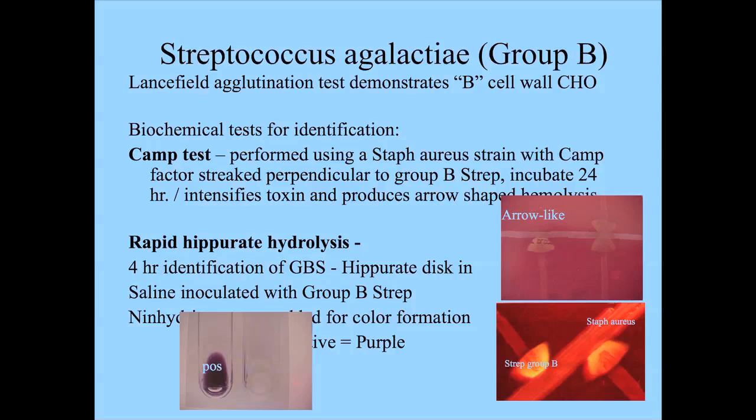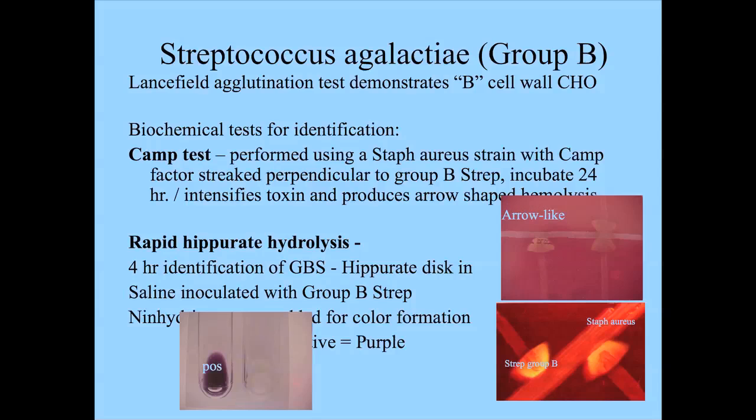You streak the Staph aureus with CAMP factor across the plate and have perpendicular streaks of your group B strep. You incubate it for 24 hours, and then you will see how as the group B strep impinges upon the Staph aureus streak, you get intensification of the hemolysis and the arrow being produced. It's really one of those classic reactions in bacteriology.